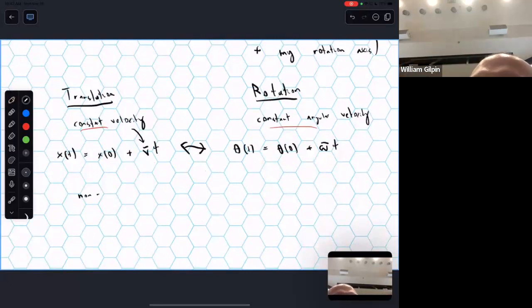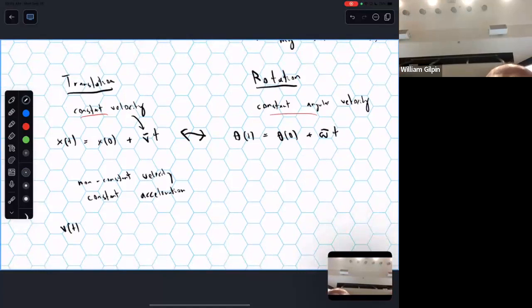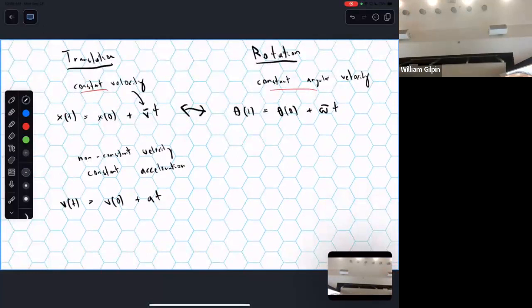So for the case of non-constant velocity, but constant acceleration, this is where we started to use some of our projectile equations, right? So in this case, we had the formula for velocity as a function of time, which was equal to the velocity you start out at plus acceleration times time. And then we also had this other expression that gave you displacement as a function of time, equal to your initial displacement plus your initial velocity times time plus 1/2 a t squared, assuming that acceleration is constant. So these were our two projectile equations that we used before.